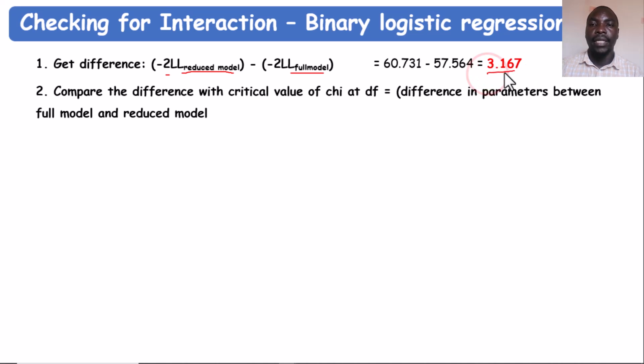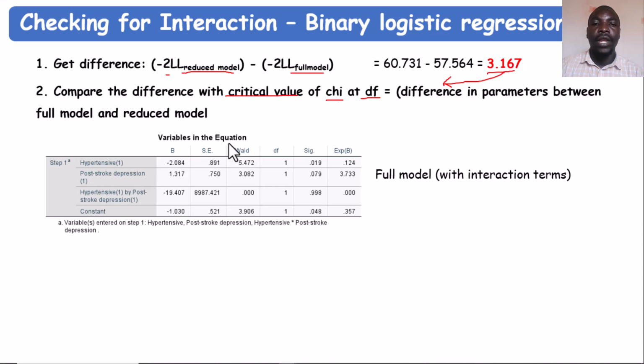Once we obtain this, now we come and compare. Okay? We compare the difference with the critical value of chi at degrees of freedom, which are equal to the difference in parameters between full model and reduced model. What we mean is, when you run this full model, which has interaction terms, these are what we are calling parameters. 1, 2, 3, 4. We have the constant. If we were to write out this model, logit of x equals alpha plus beta 1 plus beta 2x plus, those are the parameters. So here we have 4 parameters.